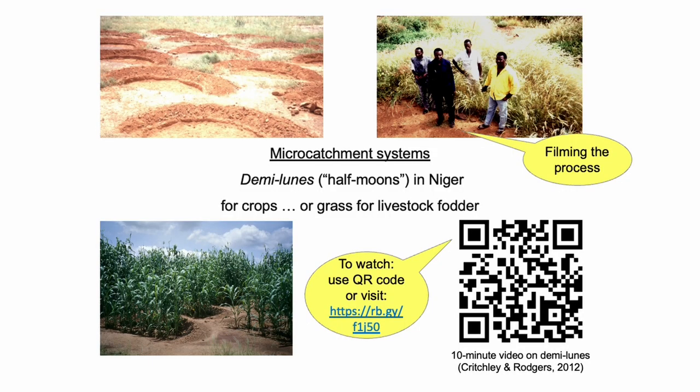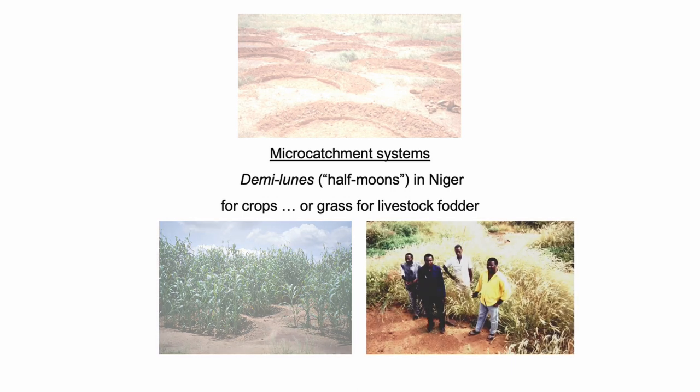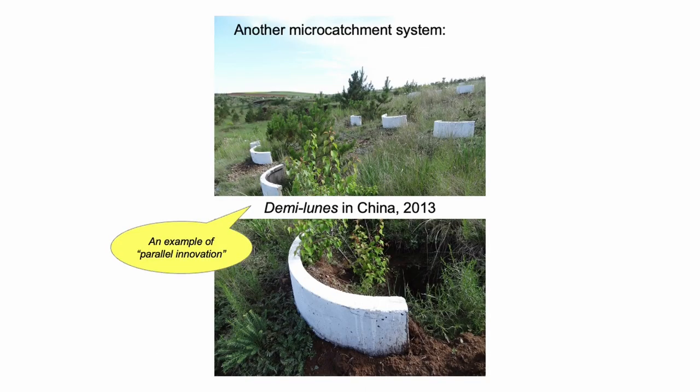Here's an example of a microcatchment system called half moons, or demi-lune in French. This is popular in the West African Sahel, where the half moons are put to use for sorghum or millet production. That's on the bottom left, or alternatively for grass, bottom right. I came across something very similar in China a few years back. It could be an example of what I tend to call parallel development of the same idea.